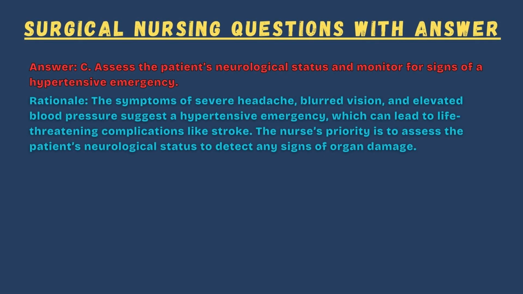Answer: C. Assess the patient's neurological status and monitor for signs of a hypertensive emergency. Rationale: the symptoms of severe headache, blurred vision, and elevated blood pressure suggest a hypertensive emergency, which can lead to life-threatening complications like stroke. The nurse's priority is to assess the patient's neurological status to detect any signs of organ damage.